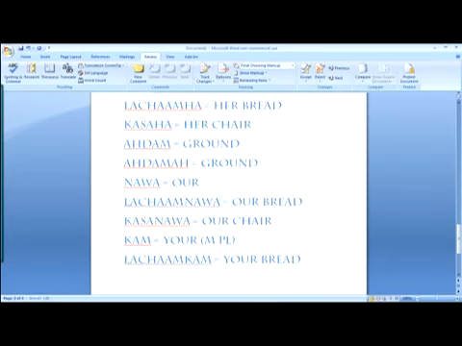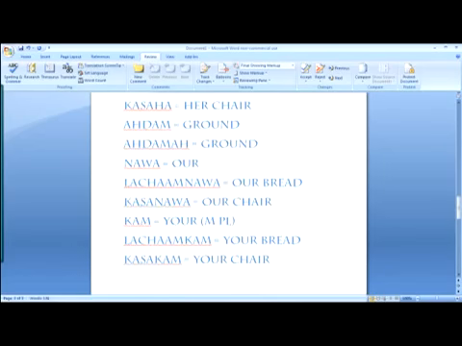Now as we go down, your chair, masculine plural, is kasa come, your chair. Now if you want to do the feminine tense, that goes into the next suffix, which is kan. Keep in mind that whenever you see these letters, or this combination of letters at the end of a word, that's what it means.